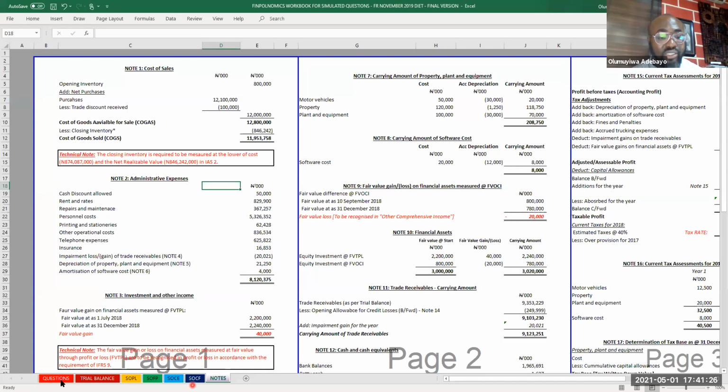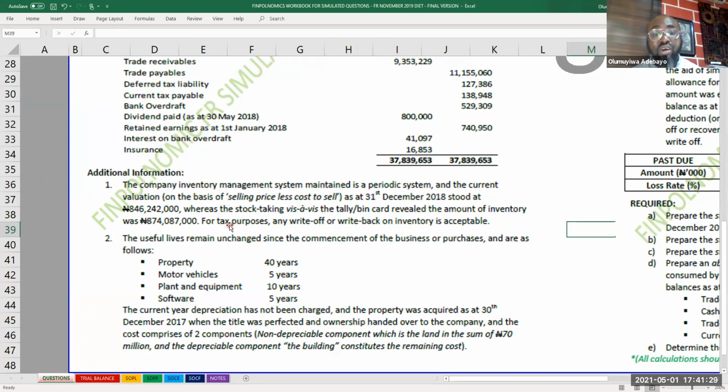Now, the second leg to the question is the issue of tax. For tax purposes, any write-off or write-back is acceptable, which means there's no adjustment when we come to computation of current tax, which means the tax authority also accepts it as an expense or as a loss to be deducted from taxable profits. But if this situation has changed, so that the examiner says for tax purposes, any write-off or write-back on inventory is not acceptable, then when you get your tax computation, you have to add it back to your profit because it's not deductible. And that will also give rise to deferred tax. When we get to the tax aspect, we'll discuss it further. Does that answer your question now?